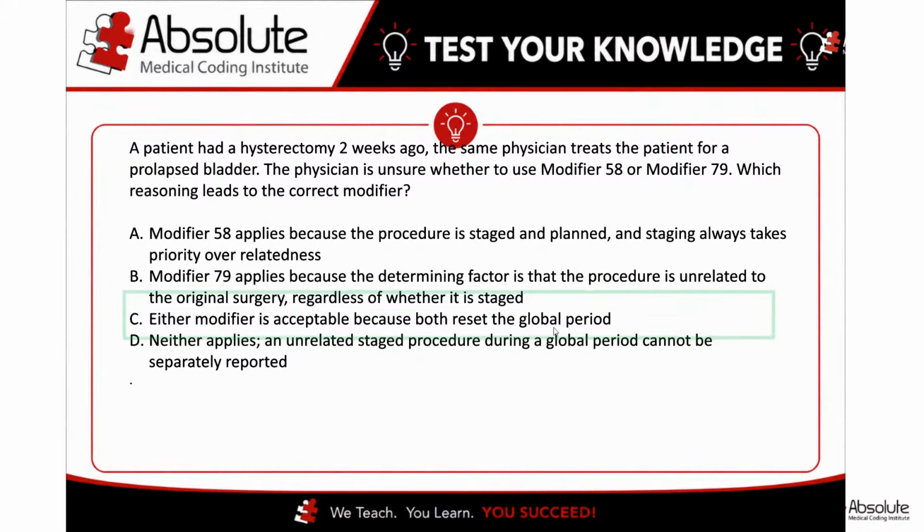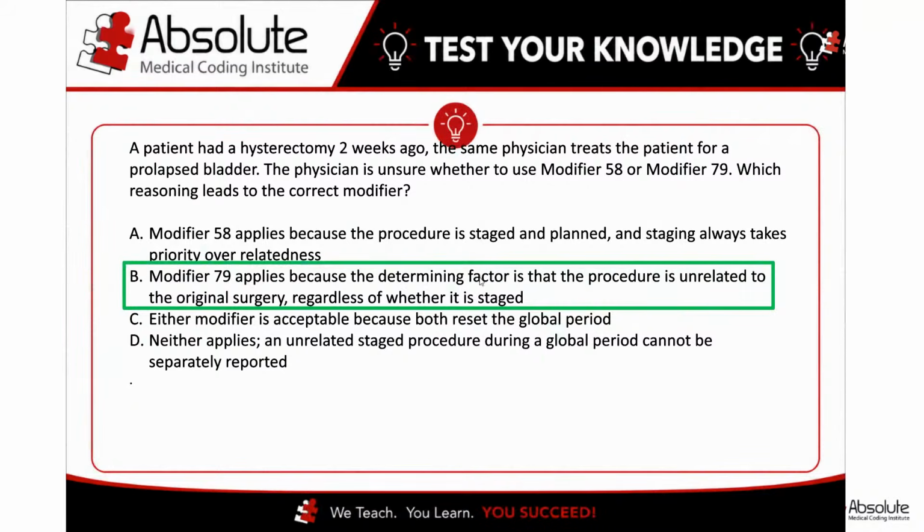Those last few were all B. All right. So yes, modifier 79, keyword unrelated. Unrelated. You all did it.